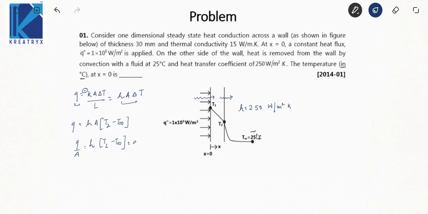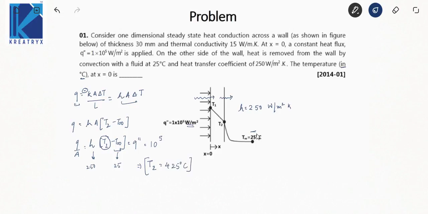Q by A is flux, which has been given as 10 raised to the power 5 watt per meter square. Be careful of the units. Sometimes it is given as kilowatt per meter square, so convert it into watt per meter square. h is given as 250. T2 we have to find out. T infinity is given as 25. Putting all the values, we will get T2 is equal to 425 degrees Celsius.